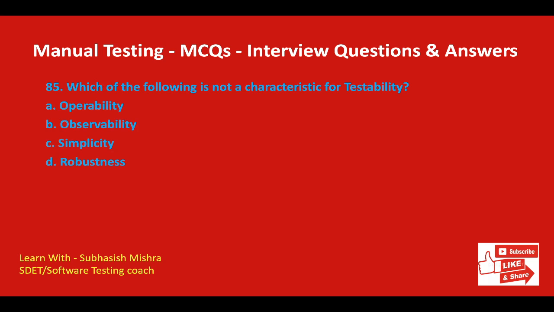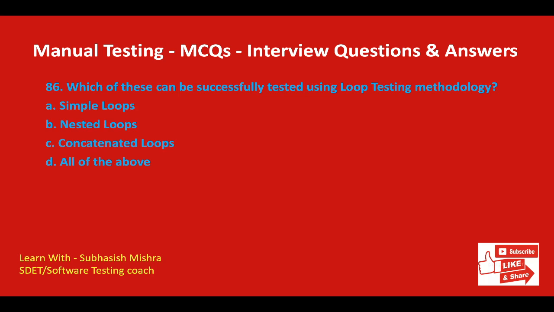Which of the following is not a characteristic for testability? Operability, observability, simplicity, robustness. So the answer is robustness. Okay, let's move to the next. Which of these can be successfully tested using loop testing methodology? Simple loops, nested loops, concatenated loops, all of the above. So all of the above. Okay, let's move to the next.